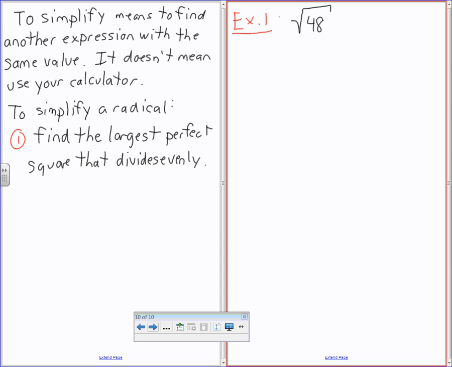So we're going to look at our times table and find out what 48 will evenly divide by. I'm going to try to divide it by these perfect squares: 1, 4, 9, 16, 25, 36, 49, 64. Why am I choosing those? Because they're perfect, easy square roots, all perfect squares.